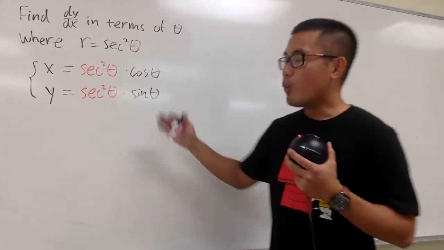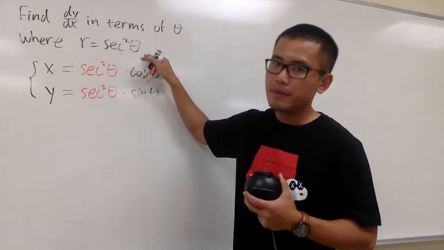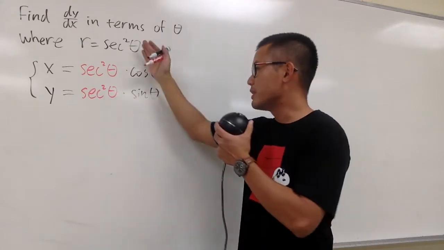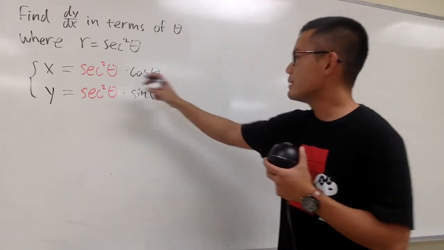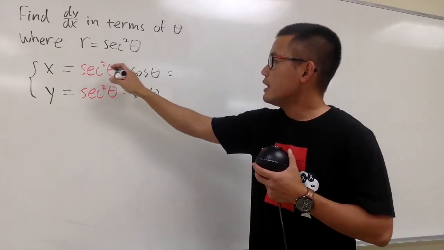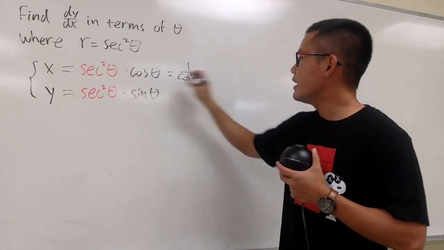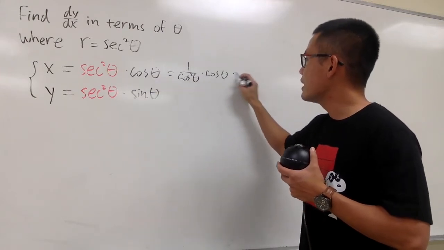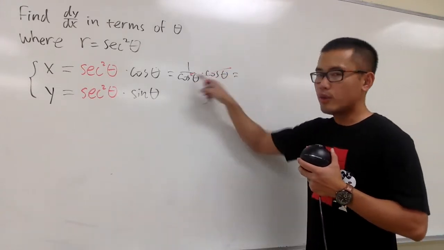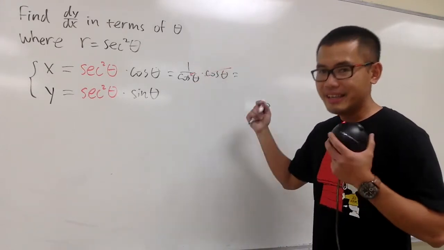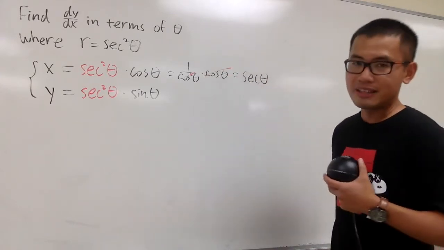And as you can see, if you're willing to write a polar equation in terms of a parametric equation, just make this change. Maybe we can simplify things quite well. For example, secant squared theta is the same as 1 over cosine squared theta, and when you multiply by another cosine theta, guess what? This and that cancel out, so you just have 1 over cosine theta. In other words, this is just 1 over cosine theta, like this, right?